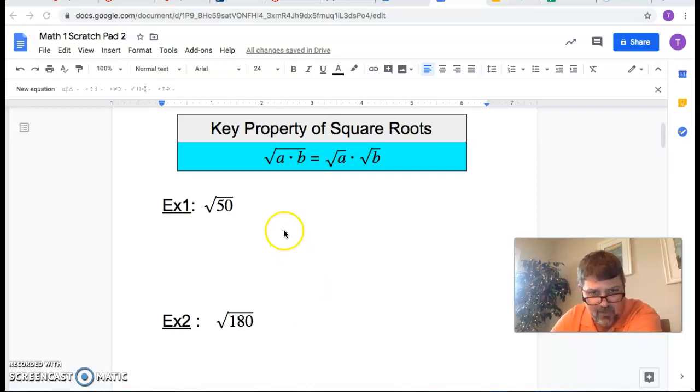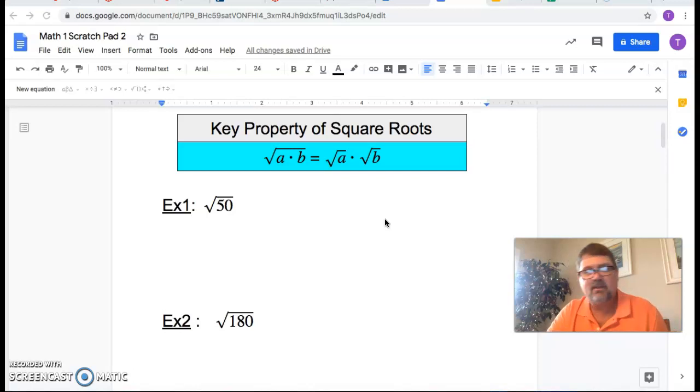All right, so one of the key properties of square roots says this. If you're taking the square root of a product, that's what you're looking at right here, a times b, then it's okay to take this product and separate it into two different square roots, the square root of a times the square root of b. And that's a result of an exponent rule that you actually have learned before too, but I won't get into all that and make it more confusing.